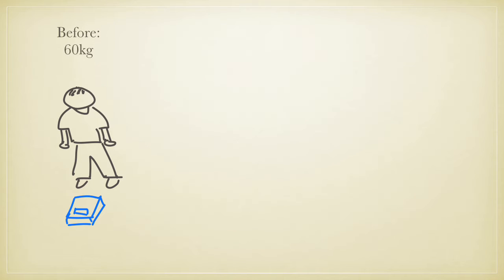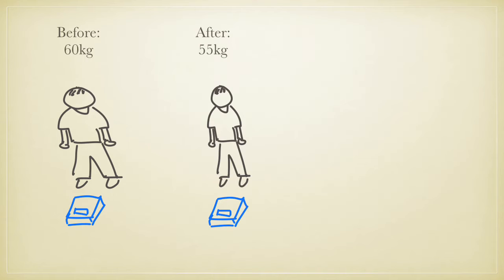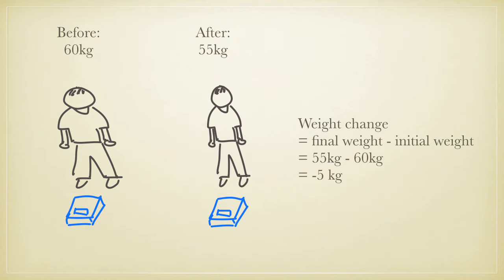In scenario number 2, this person initially weighed 60 kgs. After some time, his weight becomes 55 kgs. Again, to know how much has changed, we subtract the initial weight from the final weight. This gives a total weight loss of 5 kgs. Notice that the negative sign here means that the mass is decreasing.